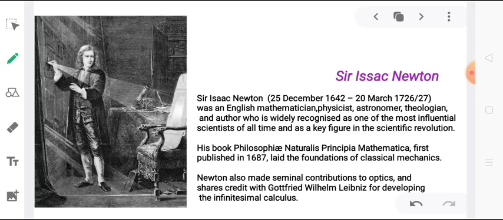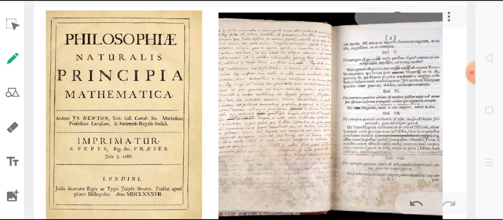Newton also made seminal contributions to optics and shares credit with Gottfried Wilhelm Leibniz for developing an important branch of mathematics, that is, calculus. In his book Principia, Sir Isaac Newton formulated the laws of motion and universal gravitation that formed the dominant scientific viewpoint until it was superseded by the theory of relativity given by Sir Albert Einstein.